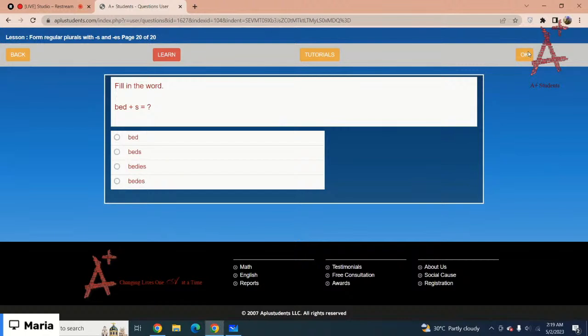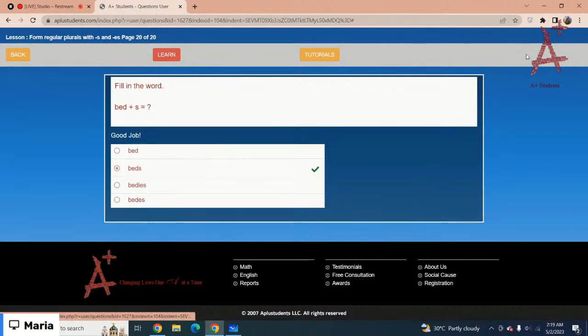Bed plus S. Beds. The second one is the correct one. Okay, we are done with the test. Let's just move on to the next lesson.